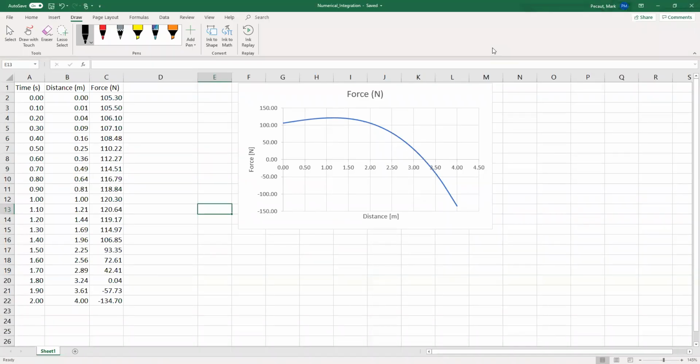Greetings. I'd like to talk with you guys today about how to do numerical integration with Excel using the trapezoid rule. So let's go ahead and get started.